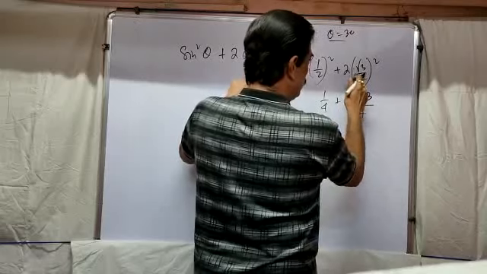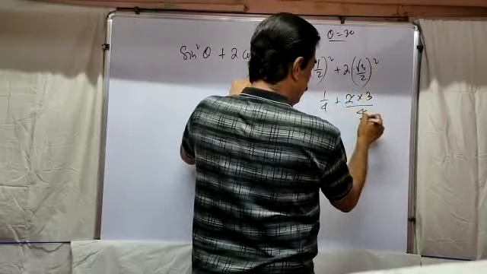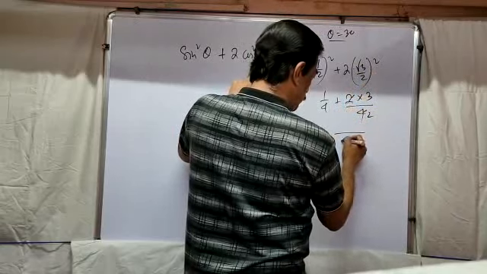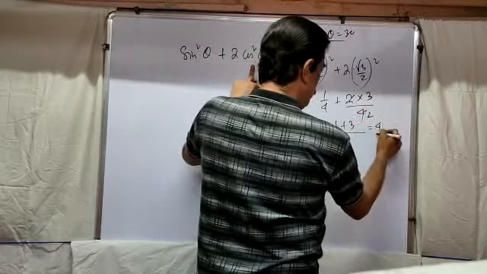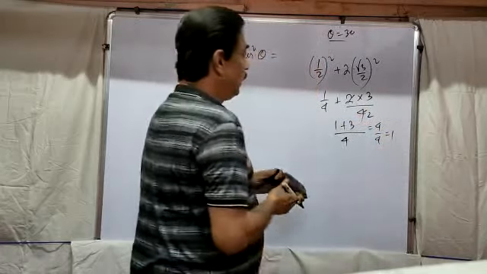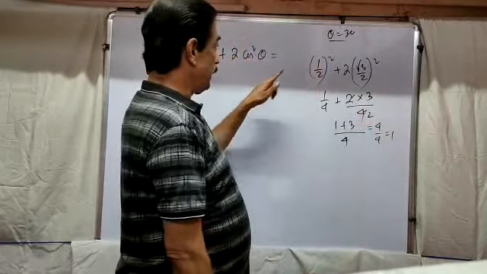Sorry, 2 here. Root 3 whole square is 3 by 4. This equal to, if I take LCM 4, your result is 1 plus 3, so 4 by 4 equal to 1. Again, I just established one problem.